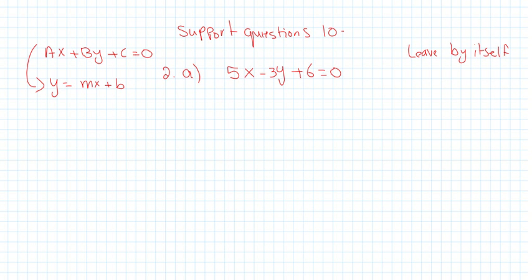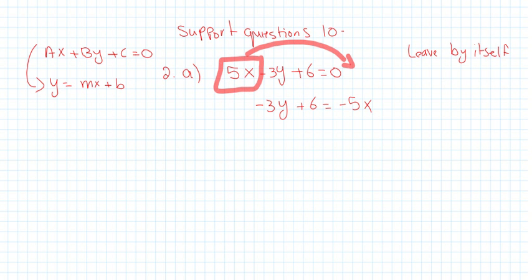What are the things that I have to move over? I have to move the 5x and the 6. So to move the 5x over, what does it become? Negative 5x. Because this is a positive 5x right here, so when I move it over, it becomes a minus because the opposite of positive is negative.